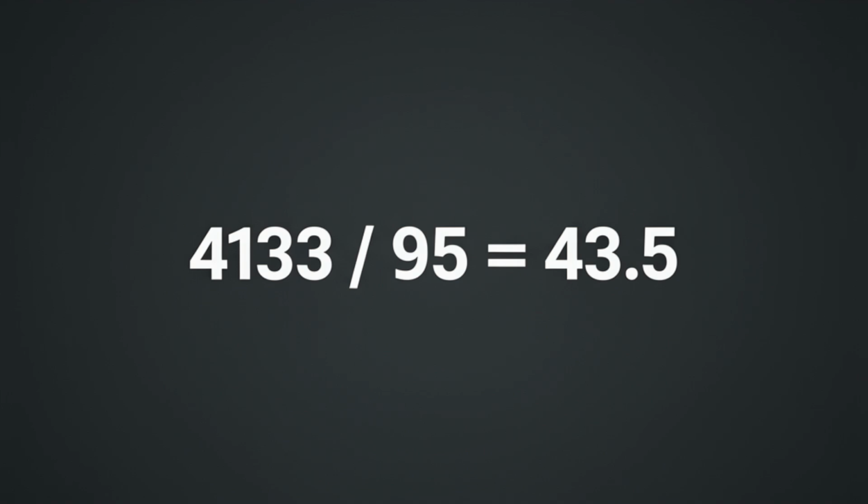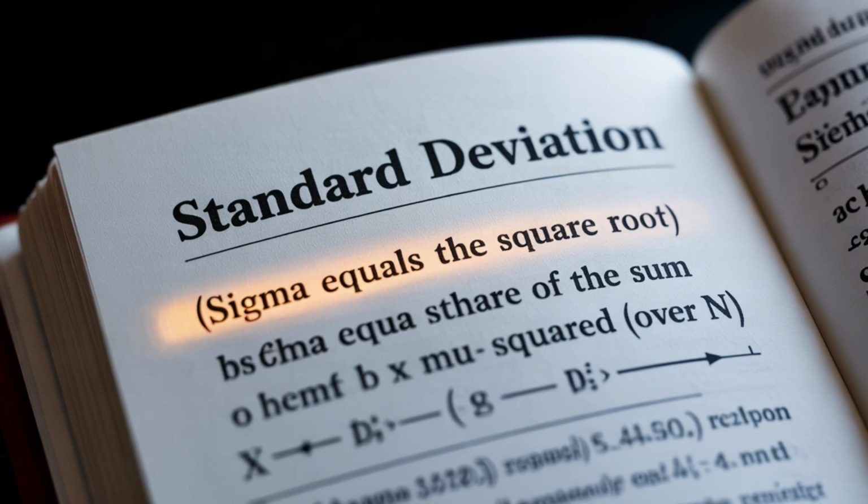Next comes the mean. To calculate the mean, divide the total by the number of values. Here, the total journey time is 4,133 minutes, and there are 95 workers. So the mean is 4133 divided by 95, which gives about 43.5 minutes. For the standard deviation, use the formula from your statistics formula book. The answer comes out to about 15.3 minutes. The standard deviation measures how spread out the data is around the mean. A larger standard deviation means the journey times are more spread out.